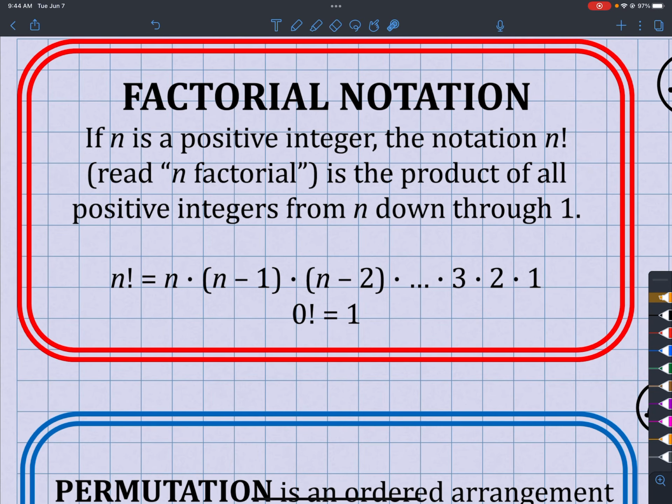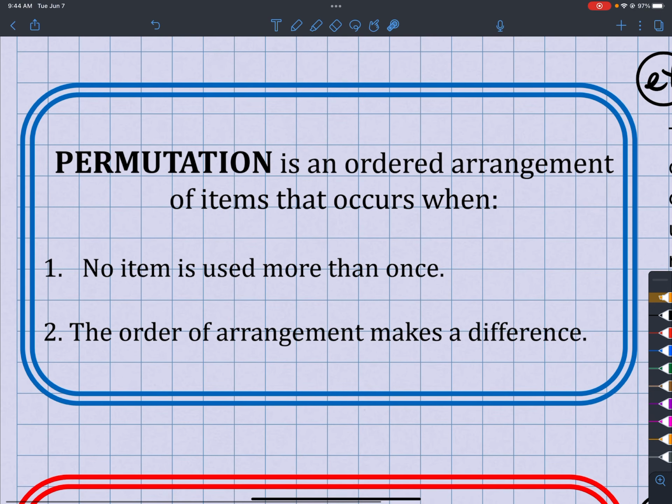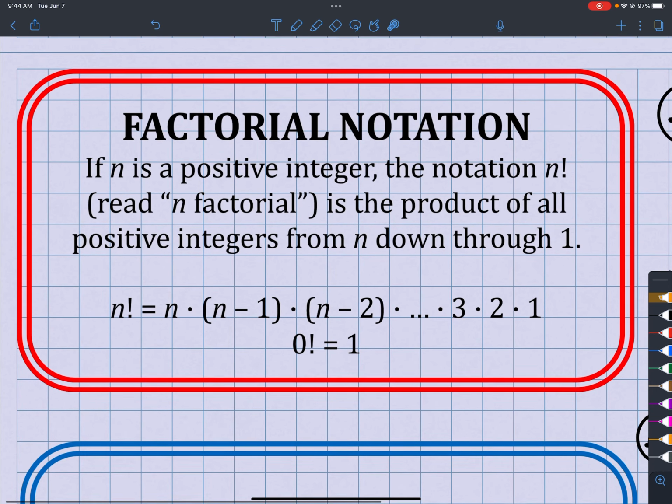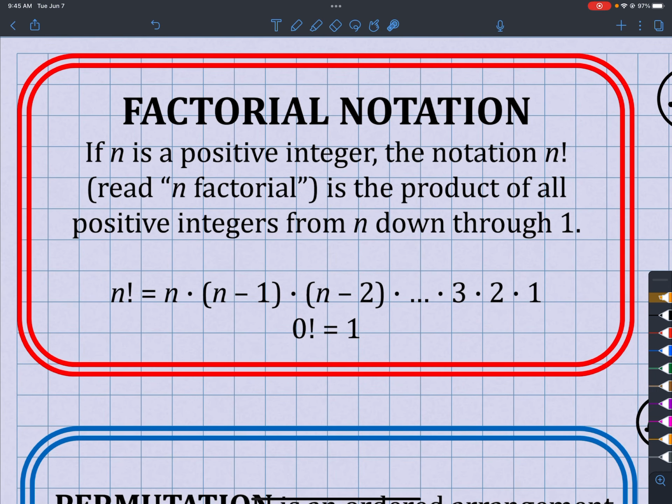All right, so today we're going to be talking about factorial notation and permutation. Okay, so here it goes. Factorial notation says that if n is a positive integer, then the notation n exclamation point, which reads n factorial, is a product of all positive integers from n down through 1.